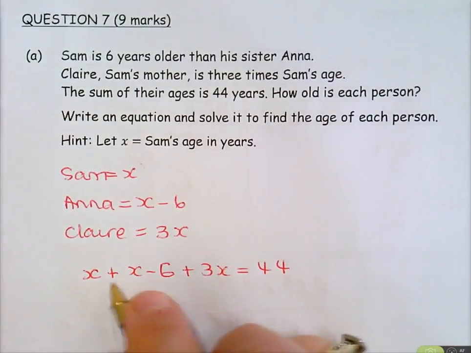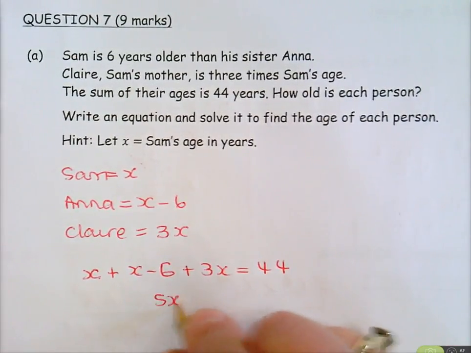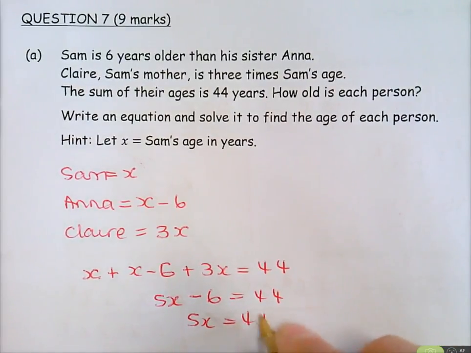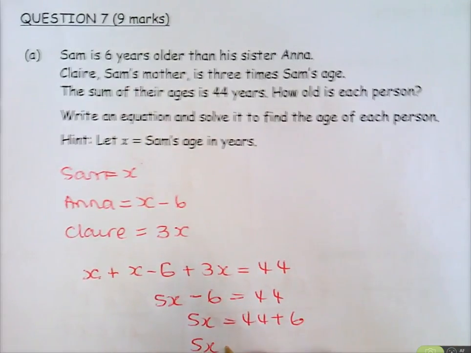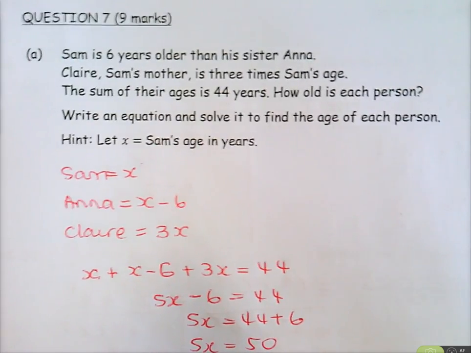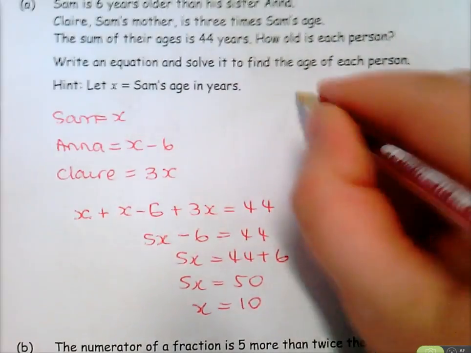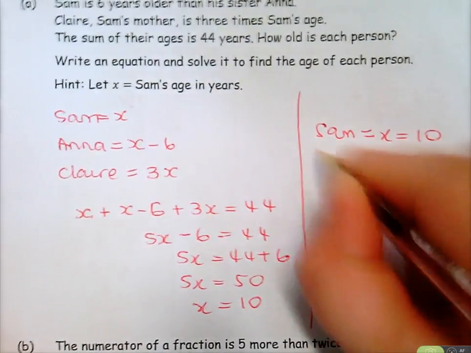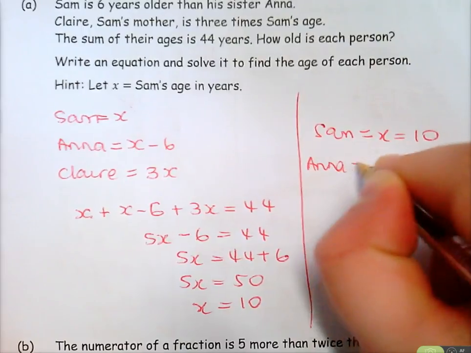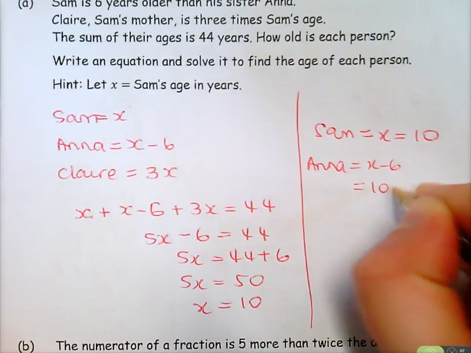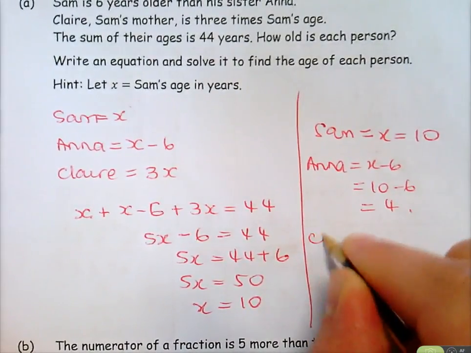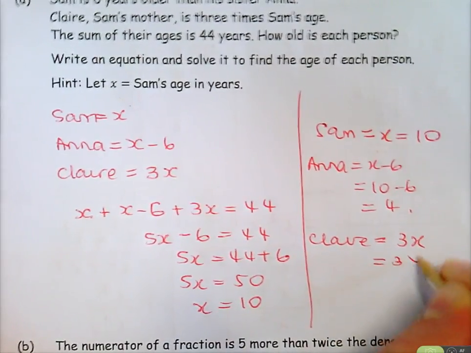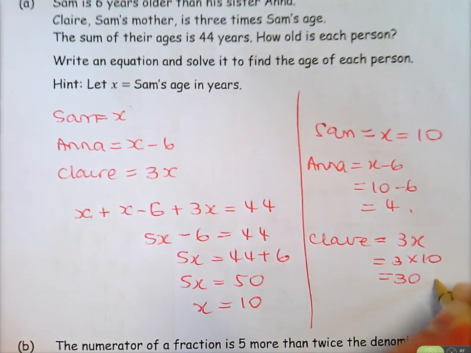And now solving that equation, x plus 3x is 5x, minus 6 is 44. 5x is 44 plus 6. 5x is 50, and therefore x is 10. So therefore the ages of the people: Sam is x, which is 10. Anna is x minus 6, which is 10 minus 6, which is 4. And Claire is 3 times x, which is 3 times 10, which is 30.